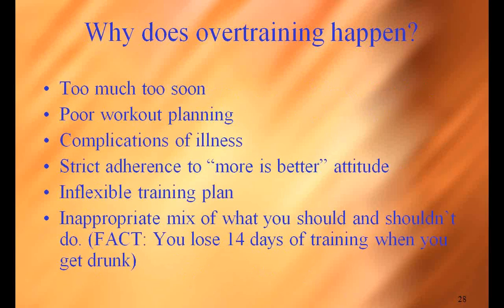So why does overtraining happen? A lot of times athletes will do too much too soon. They've had a period of off time or some type of sickness or illness, or they just literally haven't been working out, and they get too excited and do way too much too soon. They don't have a good plan for working out. They've had complications of illness. They've got a strict adherence to a more-is-better attitude, a very inflexible training plan, an inappropriate mix of what you should do and shouldn't do.